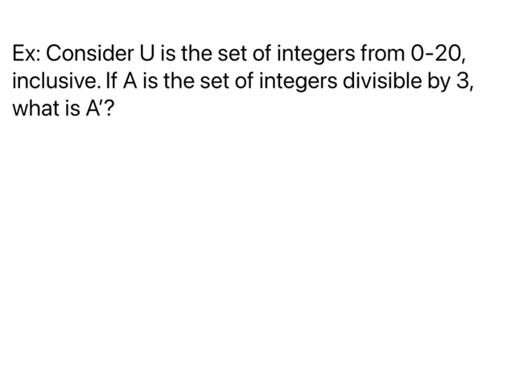Consider U, the universal set, is the set of integers from 0 to 20 inclusive. That means 0 and 20 are part of this. That's what inclusive means. If A is the set of integers divisible by 3, what is A prime? Okay, so I find the easiest way to do this is to say, well, if A is the set of integers divisible by 3, let's start there, right? So 3, 6, 9, 12, 15, 18. That's my integers divisible by 3.